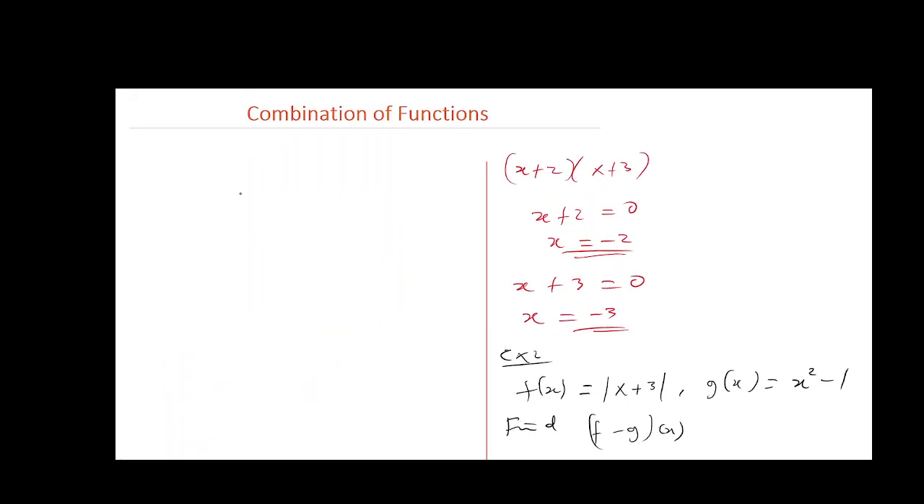So we are going to have that our f minus g of x will be f of x minus g of x, which will equal our f of x, the absolute value of x plus 3, minus our g of x, x squared minus 1.